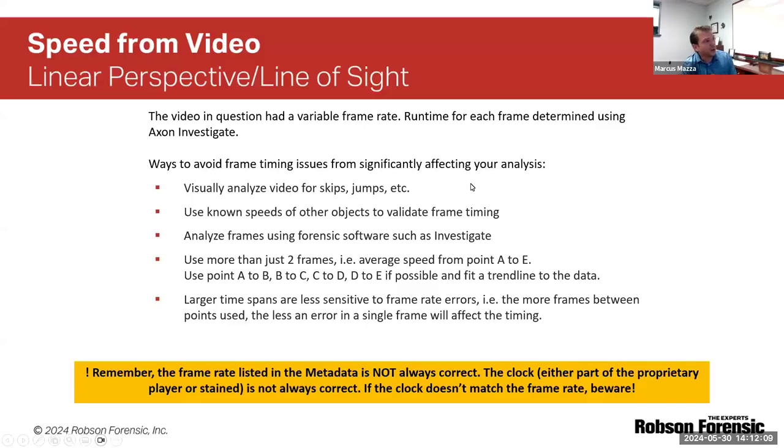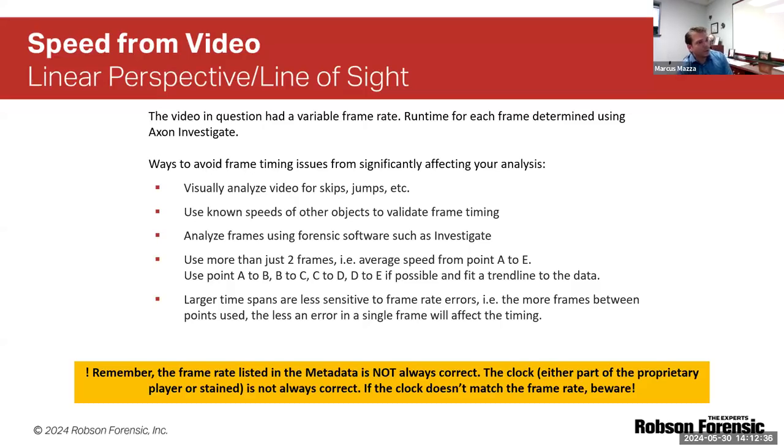Visually, we can look at the frames. We can visually analyze it, looking for skips, jumps, or other things within the video that could give an indication of missed frames or variable frame rate. We can also validate if we have objects within the video that are moving at a known speed. We can use those to back calculate to ensure that the frame rate that we believe the video to be at is indeed that frame rate.